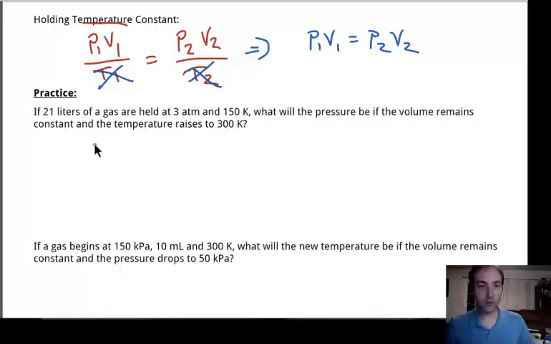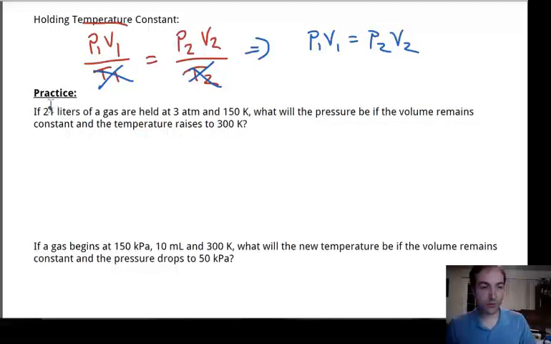Okay, so by paying attention to what's constant, you're able to simplify the equation, which is hopefully going to make your math a little bit easier. So let's do a practice problem together. It says if 21 liters of a gas are held at 3 atmospheres and 150 degrees Kelvin, what will the pressure be if the volume remains constant and the temperature raises to 300 Kelvin?